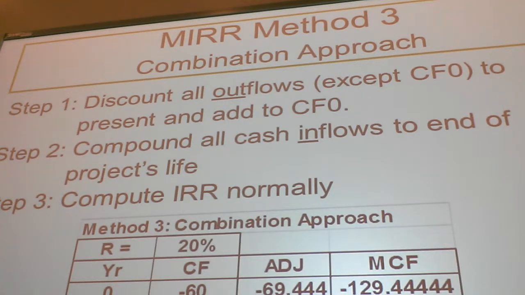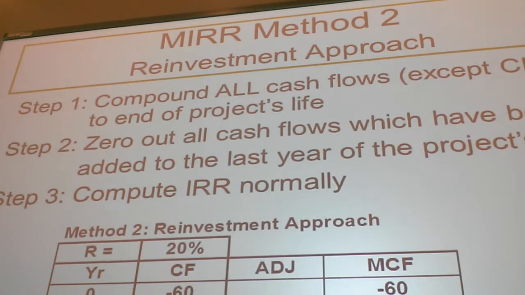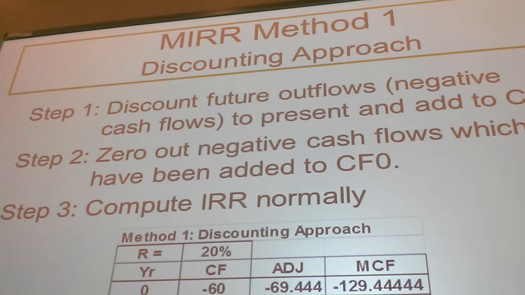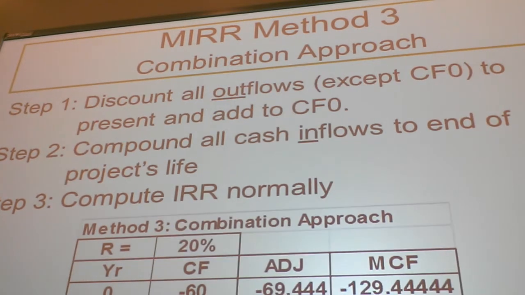Key here is they're all pretty similar, right? The first one was 19.74, the second one was 19.72, the third one was 19.87. So regardless of which method you use, they're all relatively close. This combination approach is what Excel uses in the background when you put in the formula, which I'm going to show you how to do now.